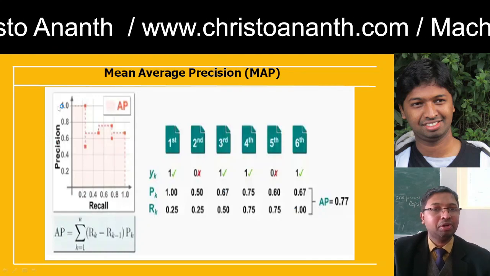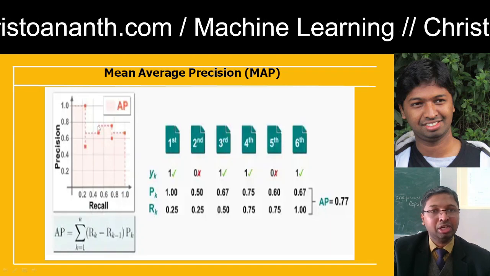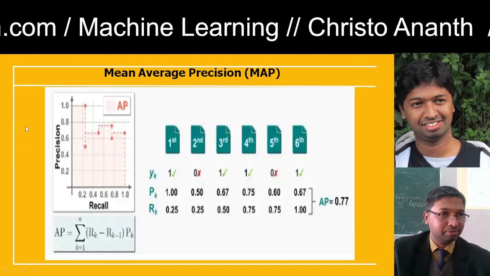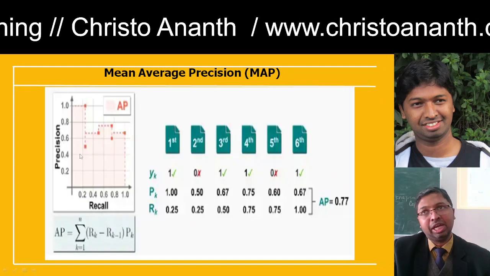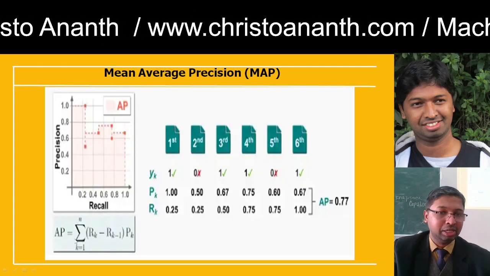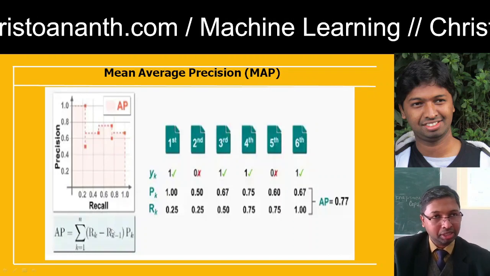From these values 0.5, 0.67, here we are actually going with a graph of precision and recall. And the formula for calculating the average precision would be the summation k equal to 1 to n of (rk minus rk-1) multiplied by precision pk.